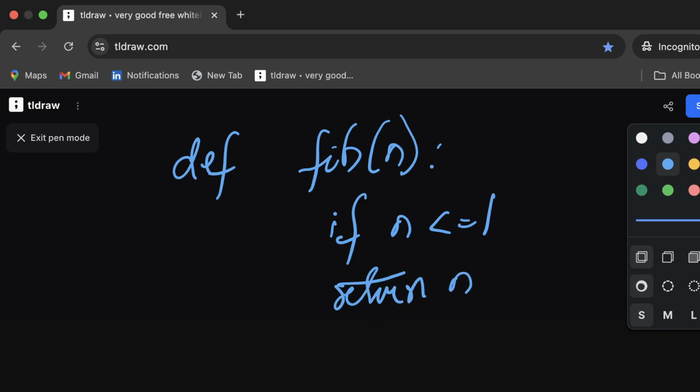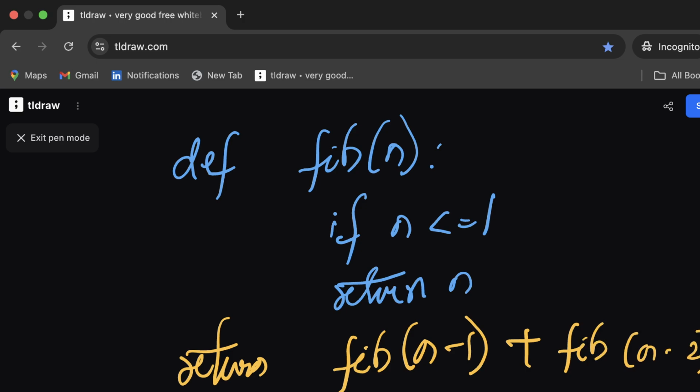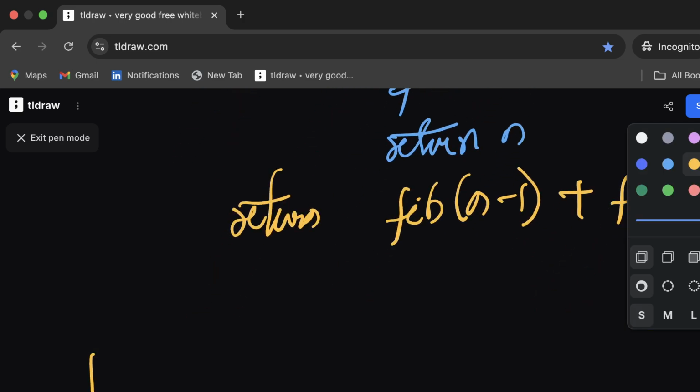And then else, if that is not the return, then I'm going to make a call to P of n minus 1. So the way Fibonacci series is, the first term is 1, the second term is, actually it starts from 0, so it's 0, 1. The third term is going to be the addition of the last two terms, right?